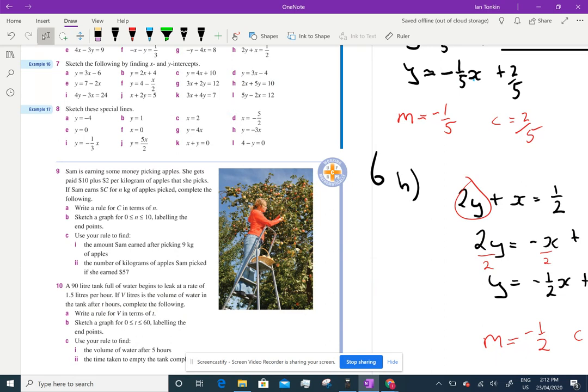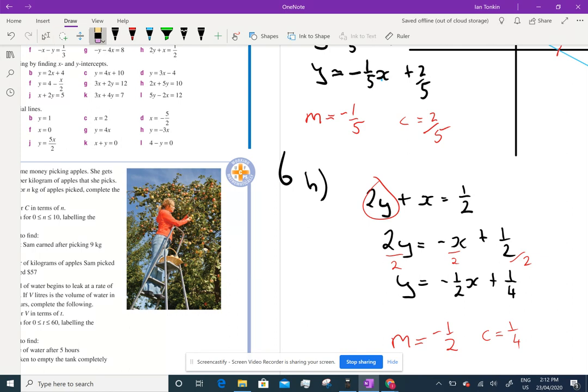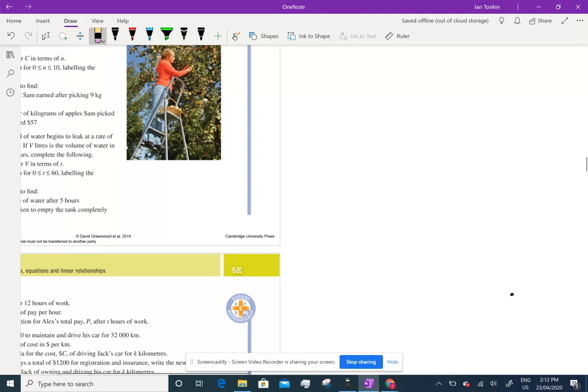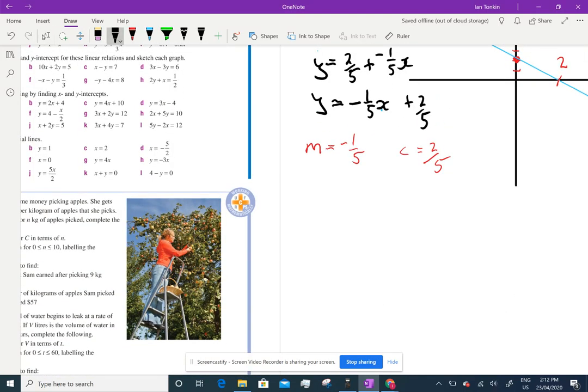In question 7, graph by finding the x and y intercepts. I don't mind if you do it that way or you do it the way that we've just done. I'm going to do question 7. I'll show you how to do it by plotting the intercepts. If you like that method, you can use it. I don't use it myself. But there are more ways to do it. You can do it by plotting points. You can do whatever you want.